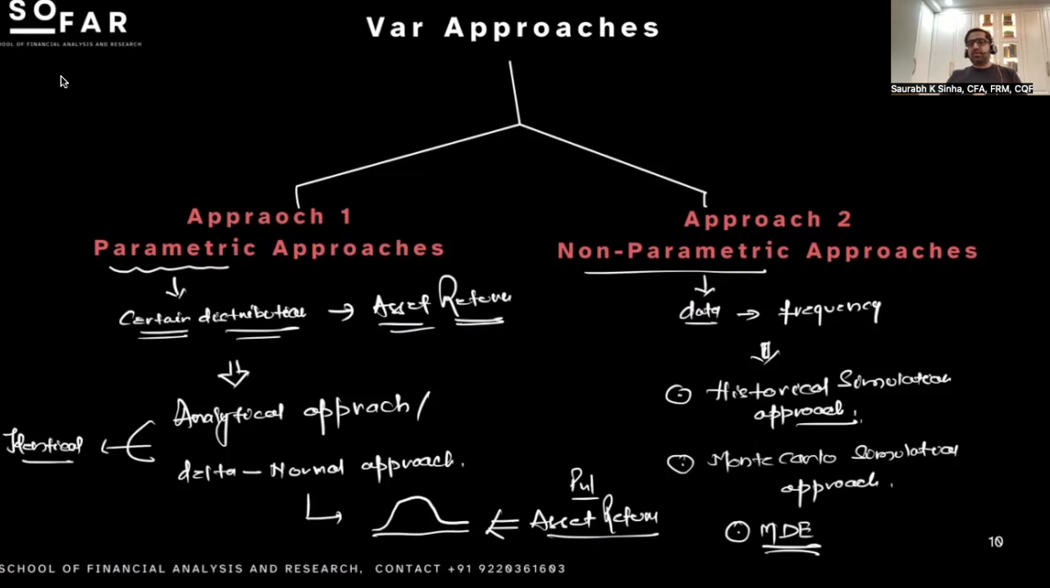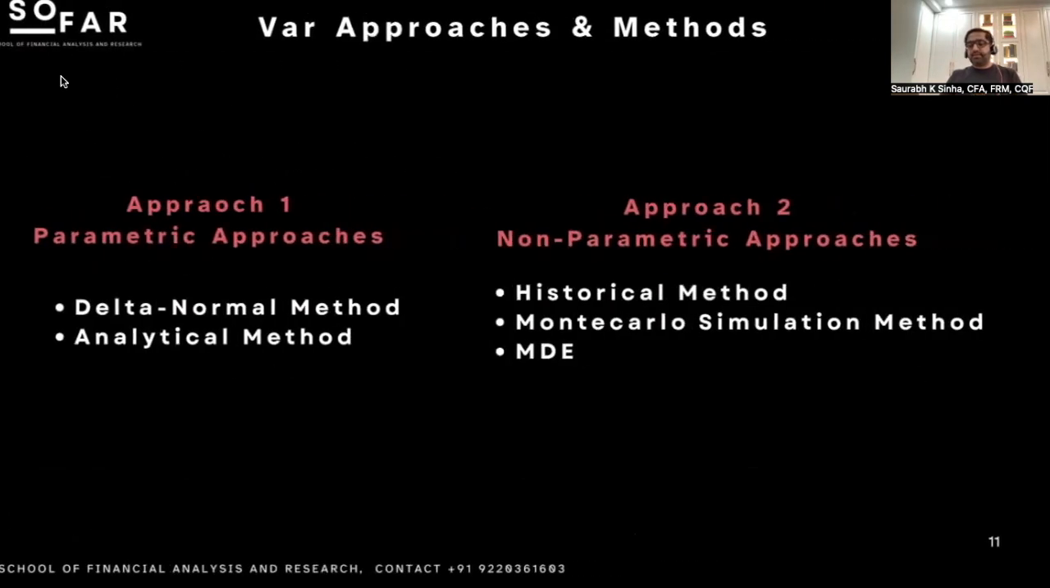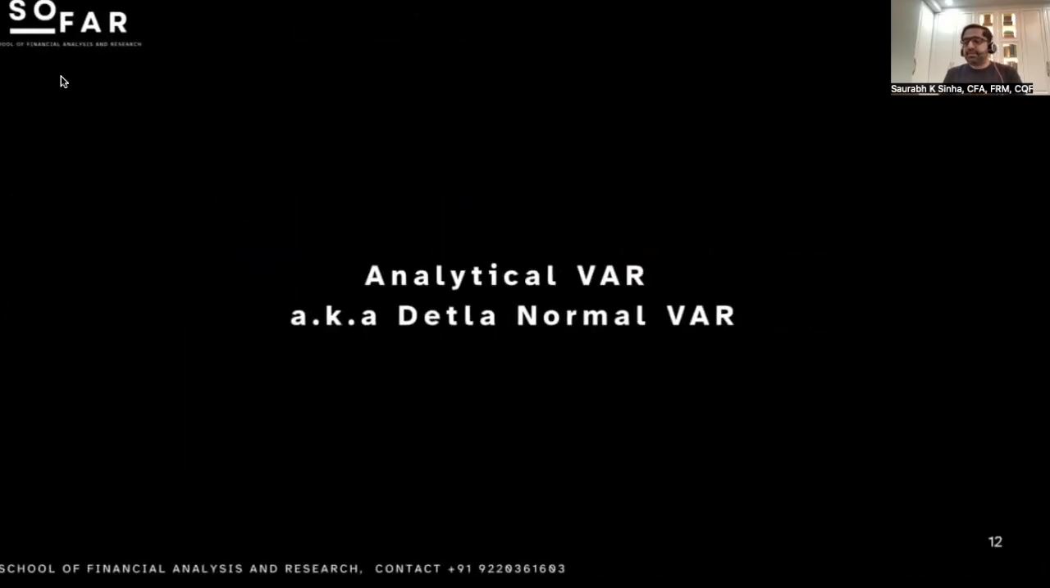So what is the story of today's session moving forward? That is what is written: delta normal method, analytical method, historical method, Monte Carlo simulation method, and multivariate density estimation method. Next. So we'll start with analytical VAR, also called delta normal VAR. So put on the heading analytical VAR, also called AKA delta normal VAR. I specifically used AKA so you don't confuse it as two different methods. It's the same, only the name is different.